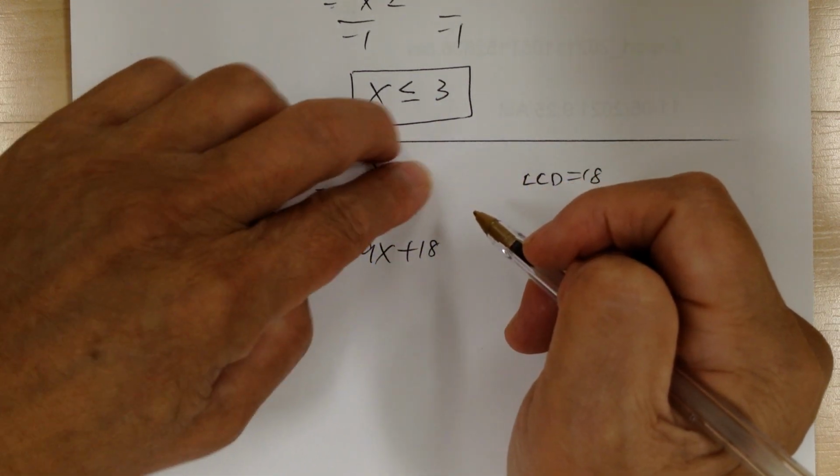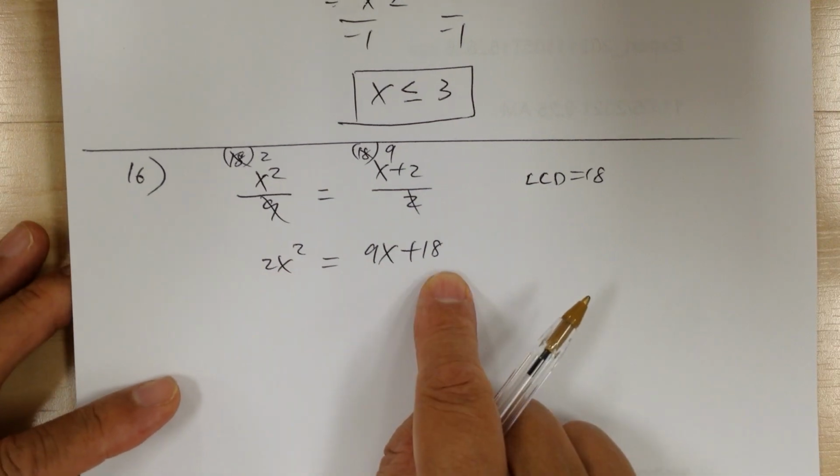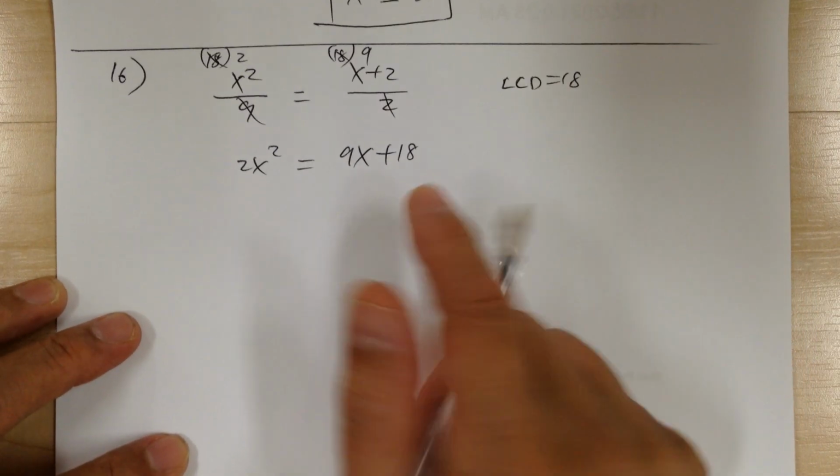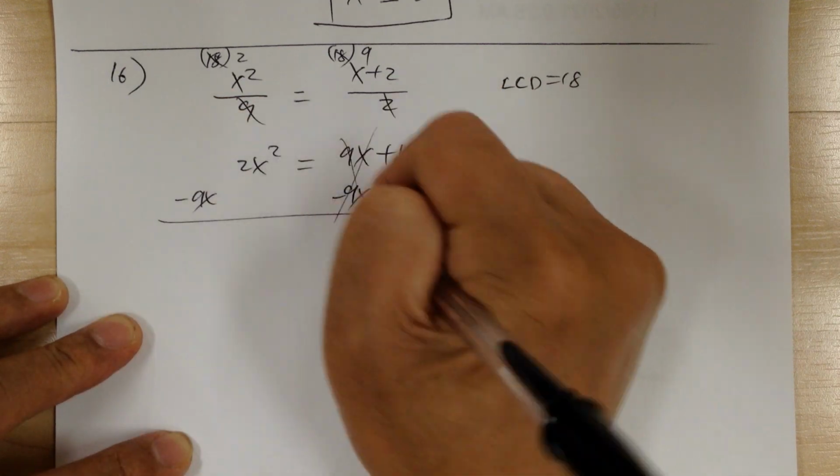So remember, distribute. Okay, now since I have a square, I need to make it equal to 0 so I can do the factoring. So minus 9x, so this cancels out.